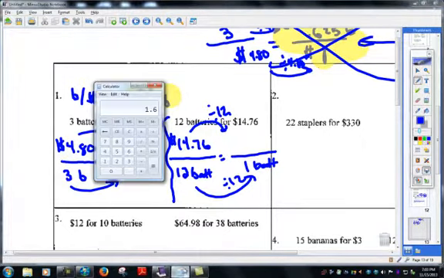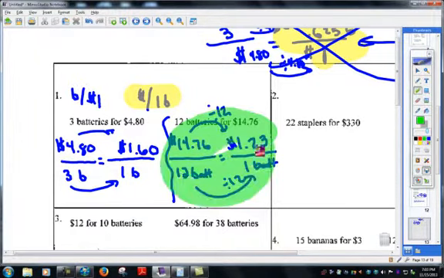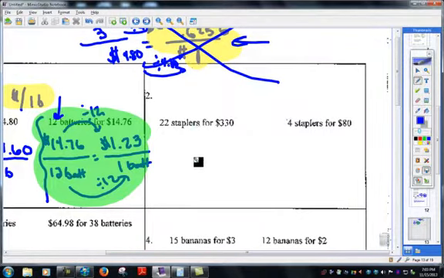Now here we go. I'll get on my calculator. 14.76, and I'm dividing it by 12, and I get 1.23. So $1.23. Put your label on there. So what's the better buy here? Well, clearly this one. This is one of those opportunities where buying more batteries actually was a savings. You're only spending $1.23 a battery, whereas over here you're spending $1.60 a battery.